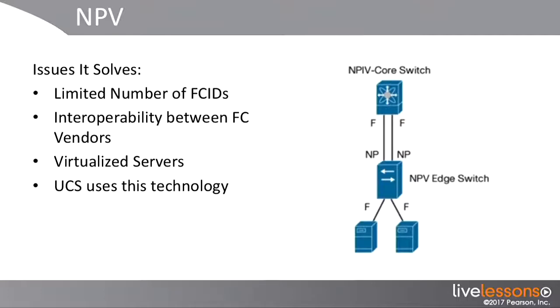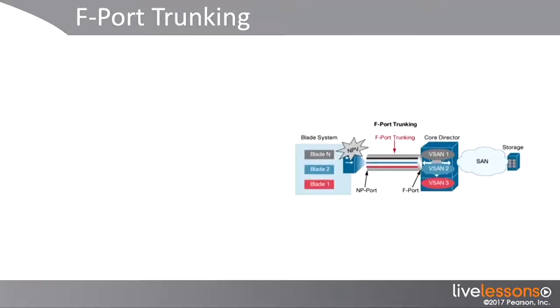Now normally, these connections between the NP switch, which is the host, and the NPV switch, which I think of as the server switch or the parent switch, are more like access ports or fabric ports, as you can see in the diagram, which normally have a single VSAN associated with them. But with a feature that Cisco has called F-port trunking, we're able to take that F port and run multiple virtual storage networks across that single port.